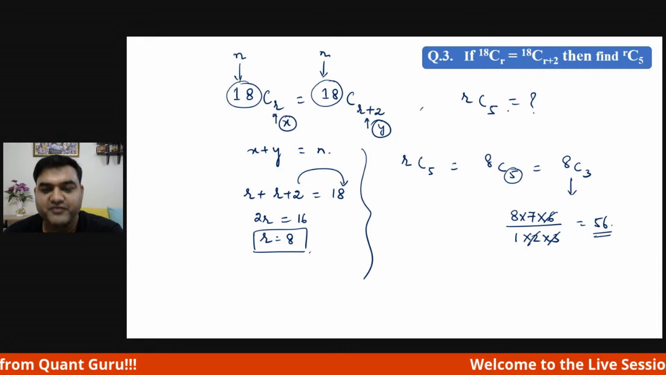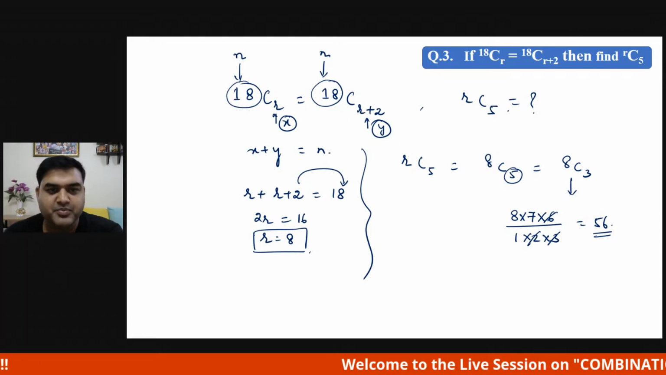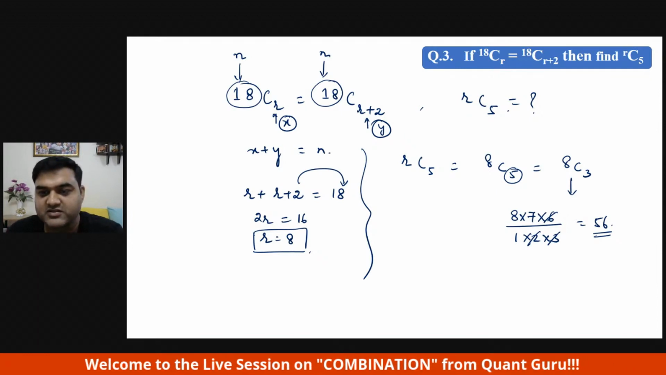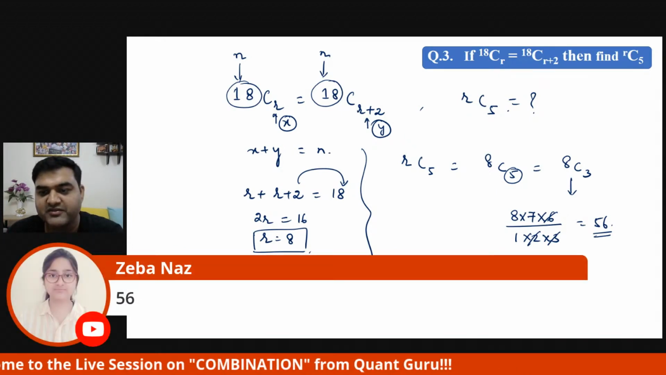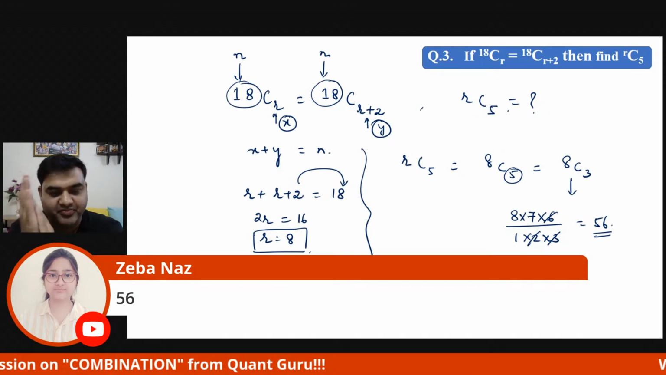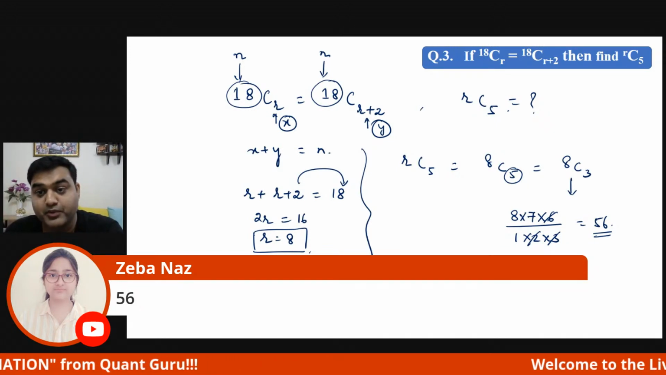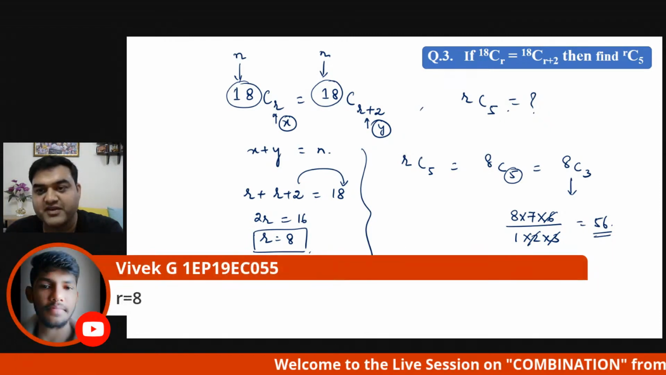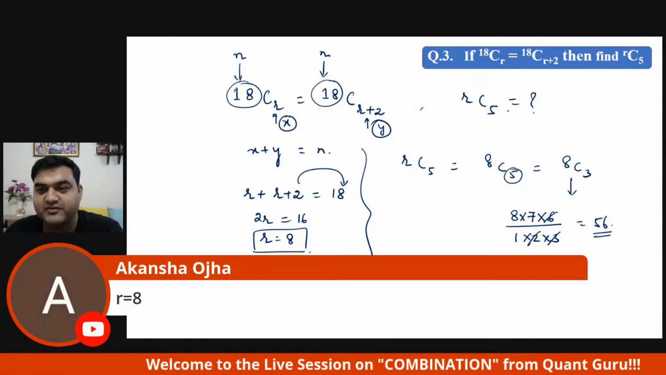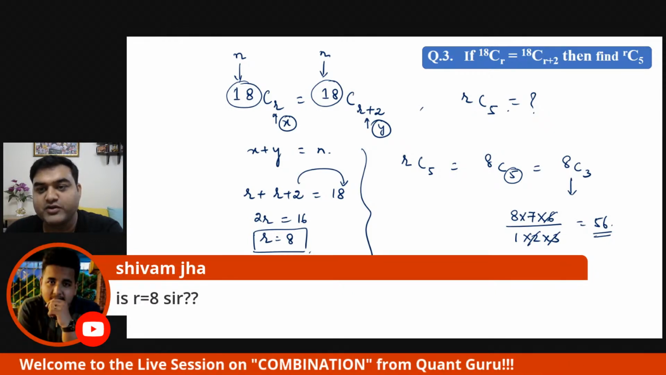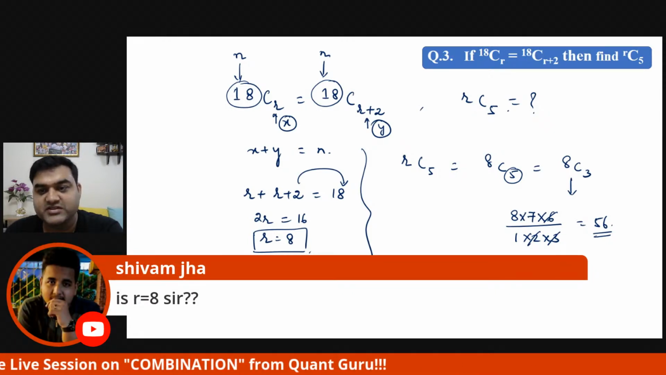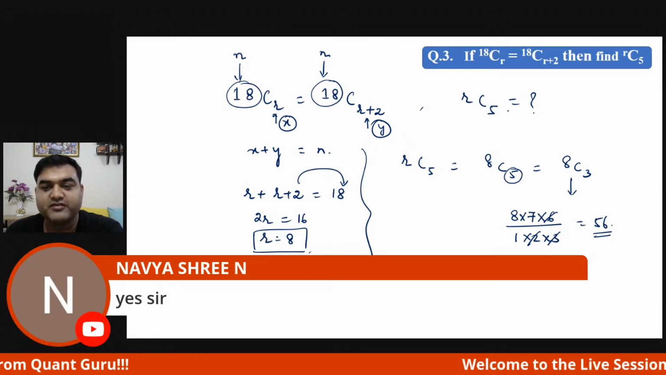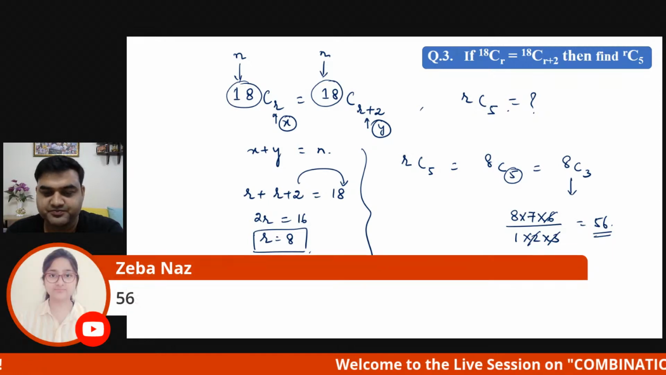And with this practice, what will happen? You will get the answer even faster. Good. Ziba has already got the answer. Very good. This is for you, Ziba, or Zeba, sorry if I have pronounced it wrong. Most of you have got it. Wonderful. Vivek has got the value of R as 8. Akansha has got the value as well. Shivam is asking, is it? Yes, it is 8. Most of you have already got the answer. Good to see that.